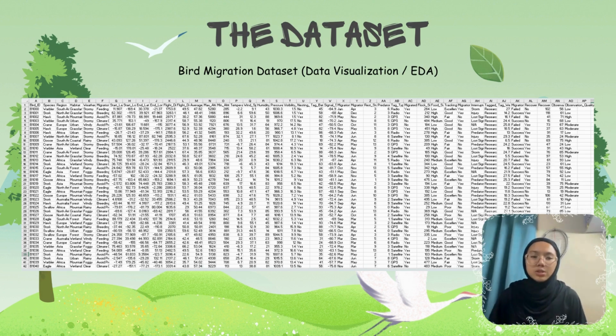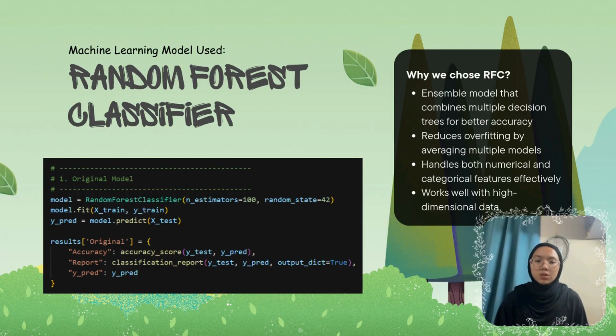The main reason why we chose this dataset is because it is a multi-dimensional dataset as it has over 30 columns. So for our assignment, we have chosen to use the random forest classifier algorithm as our machine learning model. Random forest is a machine learning algorithm that builds many decision trees and combines their results to make better predictions. It works by letting each tree vote on the outcome, and the most common vote is chosen. This makes it more accurate and stable than using a single tree.